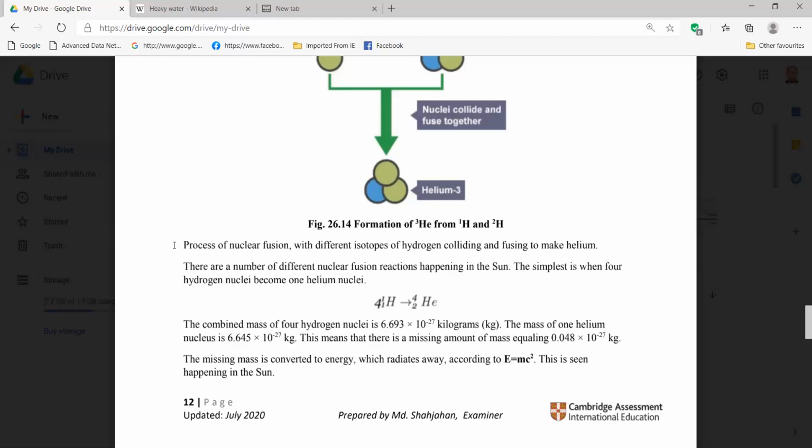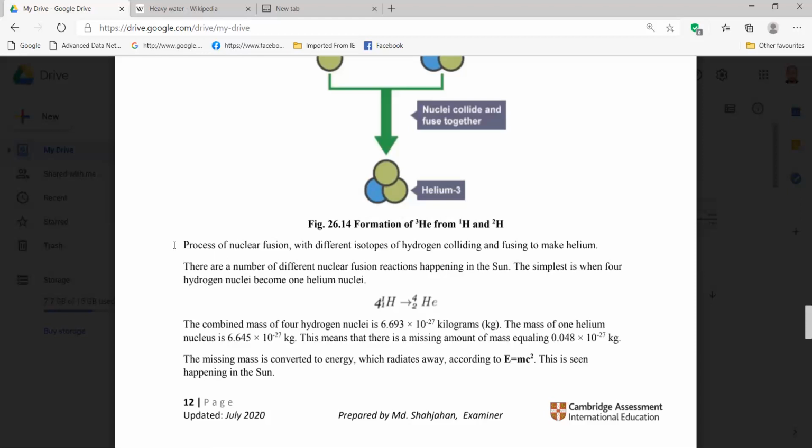The combined mass of 4 hydrogen nuclei is 6.693 × 10^-27 kilograms. The mass of one helium nucleus is 6.645 × 10^-27 kg. This means there is a missing amount of mass equaling 0.048 × 10^-27 kg. The missing mass is converted to energy which radiates away according to E = mc². This is seen happening in the Sun.